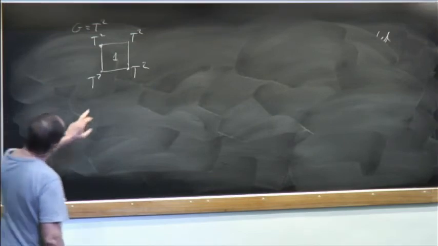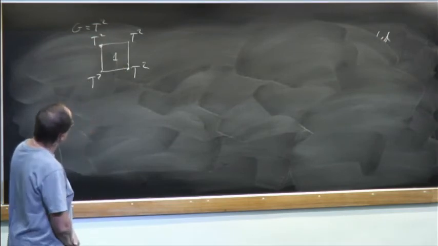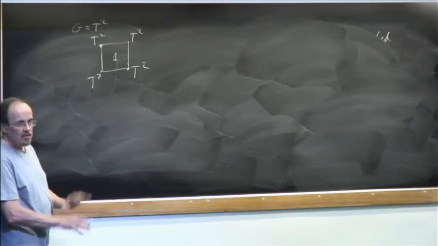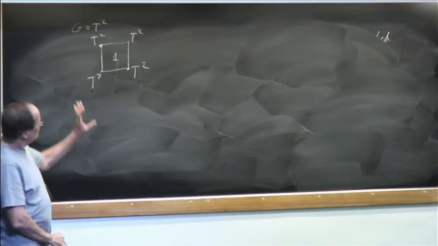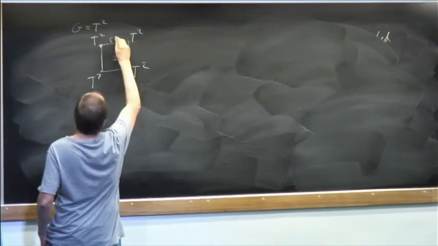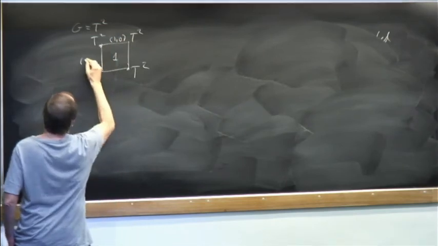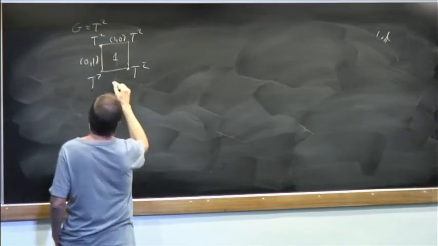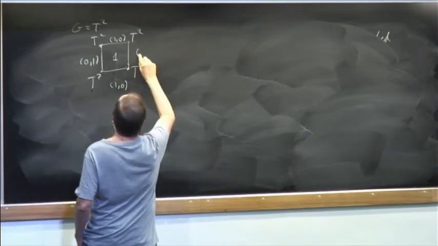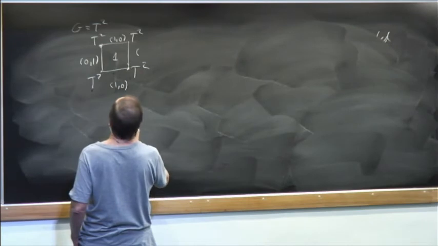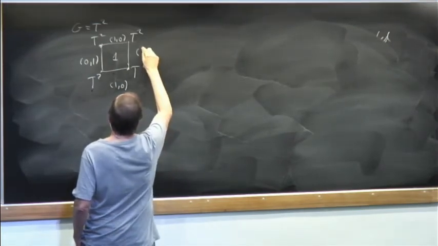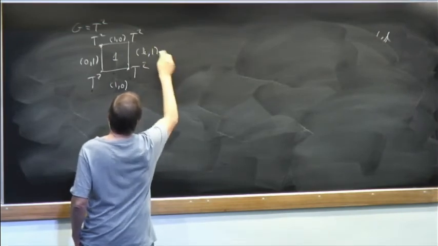So each one of these sides has a circle as a stabilizer, which, as a subgroup inside T², can have a certain slope. And these circles can have different slopes, which will then change the group action. Turns out that one can arrange it in such a fashion. So this slope is, say, (1, 0). This slope is (0, 1). This slope is (1, 0), and this slope is (1, k), where k is some integer.